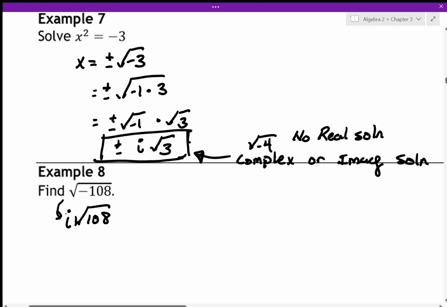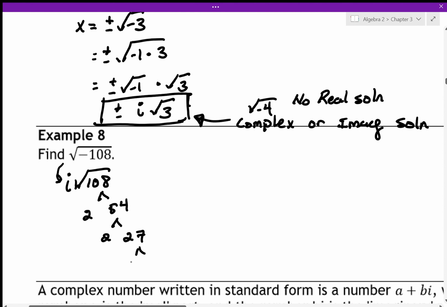Now that we have this, the i is just going to hang around while we take the 108 and break it apart. So the 108, we look for factors of 108, because we're going to try to pull something out. 108, I'm going to divide by 2, and I get 54. I'll divide by 2 again, and I get 27.